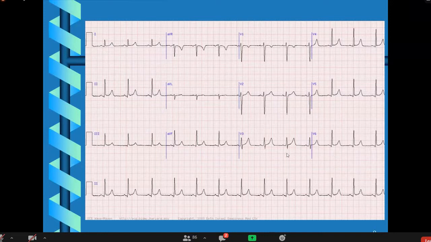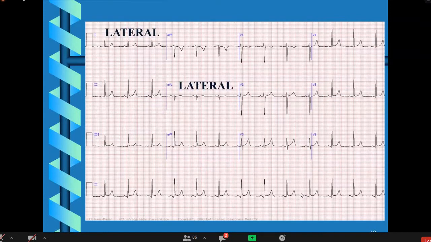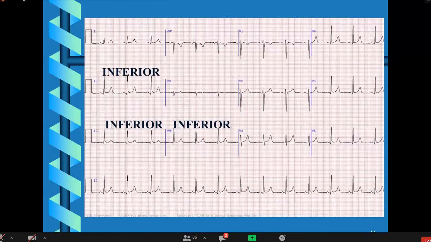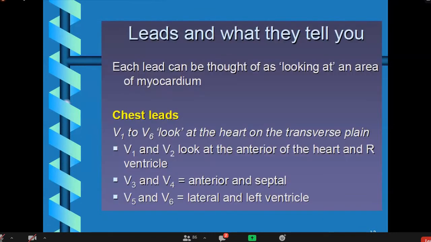Okay. So we talked about lateral leads, inferior, right side. So what do leads tell you? Each lead can be thought of as looking at an area of myocardium, as we have discussed. So V1 to V6 look at the heart on the transverse plane. I showed you the figure. V1 and V2 look at the anterior of the heart or right ventricle.